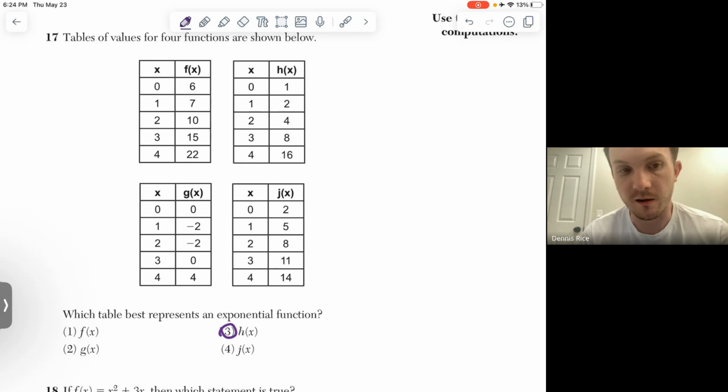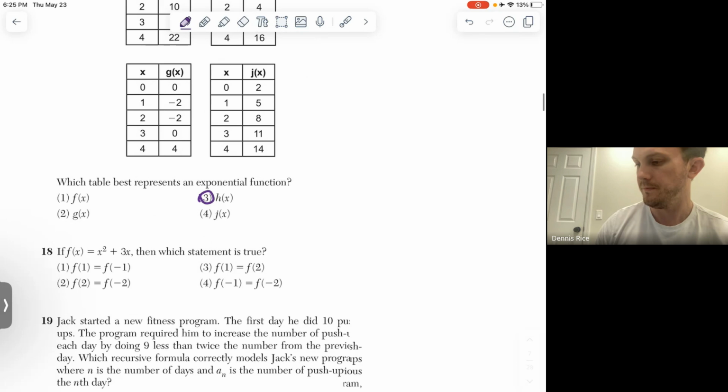Which one is linear? J of x. Yeah, j of x would be linear. It has a constant rate of change. I'm not sure what f and g are. G may be a quadratic. It's not enough information to tell. Good.